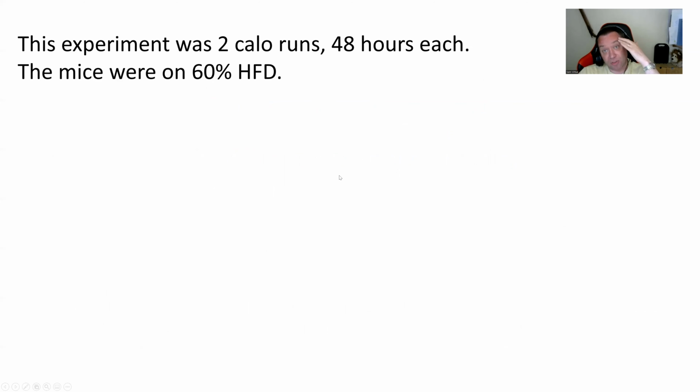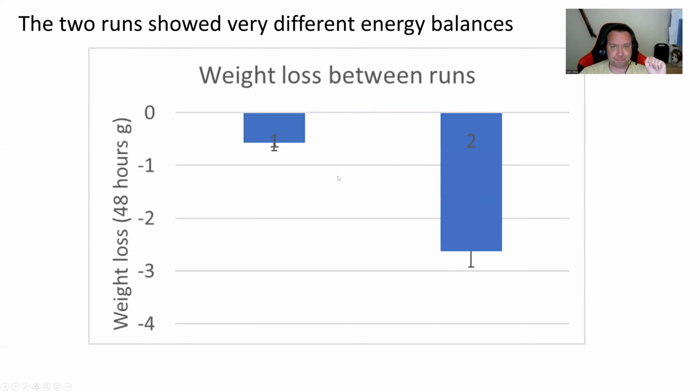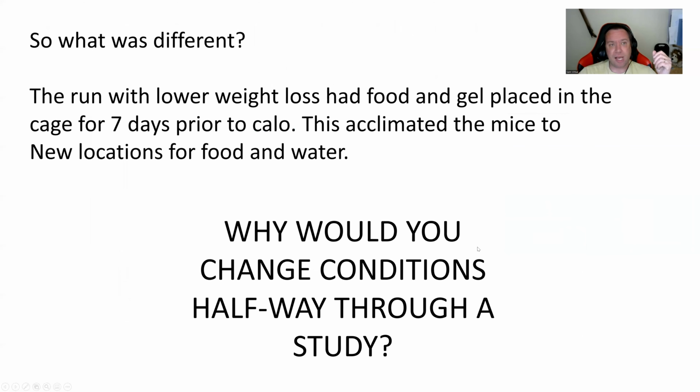It was 2 calorimetry runs, 48 hours each, and the mice were on a 60% high-fat diet. And the 2 runs showed really very different energy balances. So we got weight loss in the first run of about 0.5 grams, and in the second run the average weight loss was about 0.28 grams. So really a big difference in weight loss. And what was different between these 2 runs?